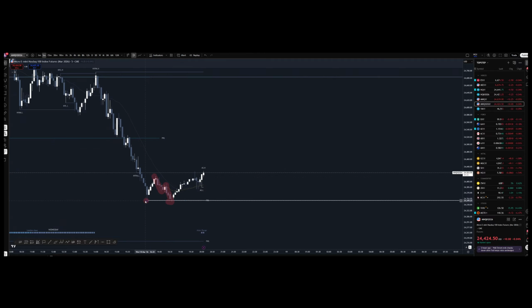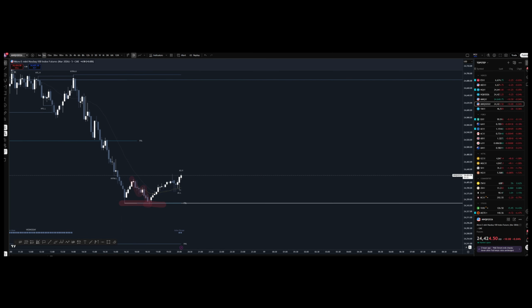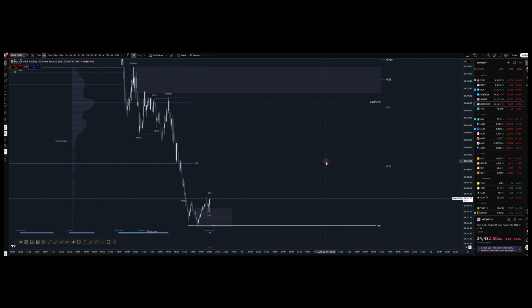We come back up. Only just sweeps PDL. We can draw that on at the moment for our current low zone. Add the quarters back on.